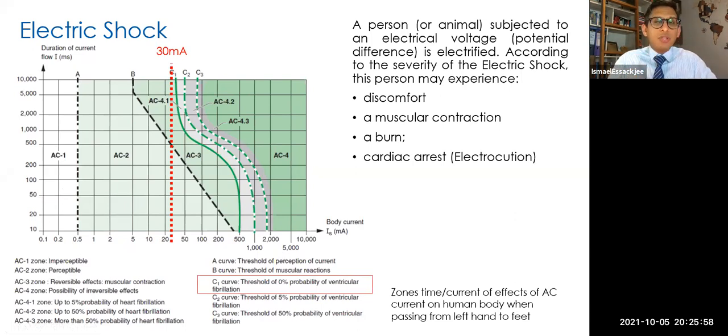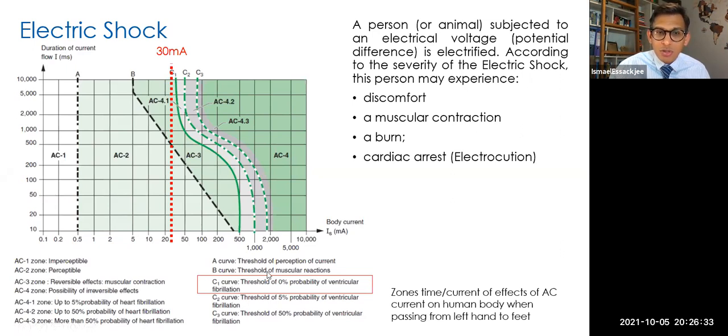If you have an RCD, it basically depends on the earthing system in your country, but for Mauritius and a lot of countries, we have the TT earthing system. And for that, we recommend the use of an RCD, a residual current device. The rating of this RCD is 30 milliampere. If we go into our graph and look for 30 milliampere, this is shown in red, should be around here. Next to it, you have the curve labelled C1.